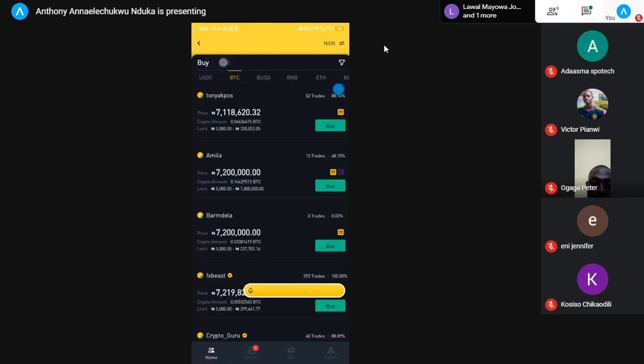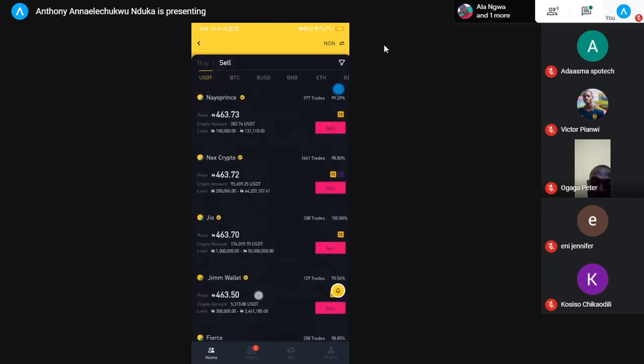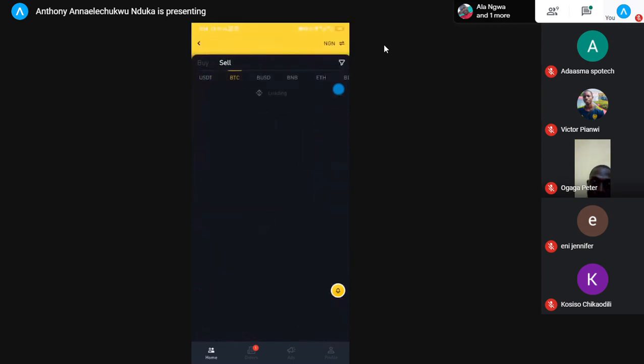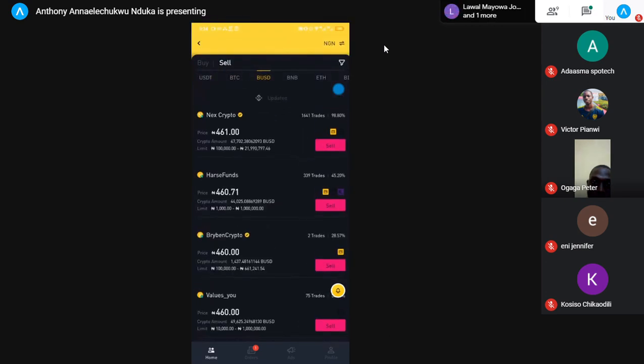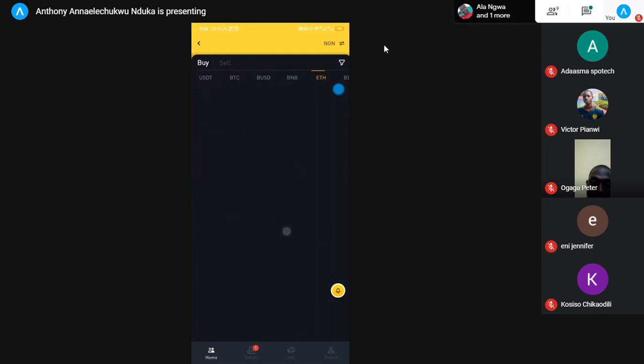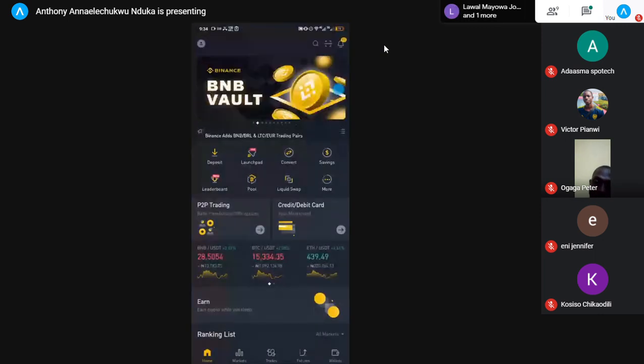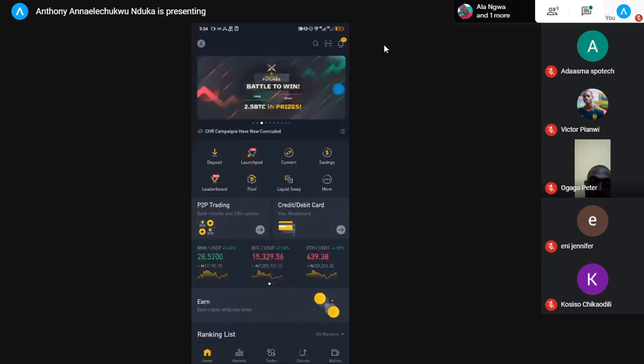You can also use it to sell if you want to sell. Once you click on sell, these people are ready to buy from you, whether it's USDT, BTC, BUSD, or BNB. Now, this is where you can buy BTC, BUSD, BNB, ETH. This is how you can buy cryptocurrencies like Bitcoin, and also how you can sell cryptocurrencies like Bitcoin.